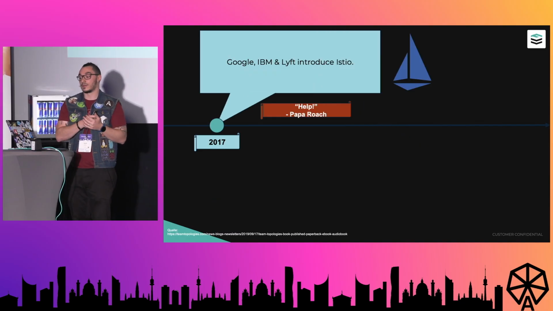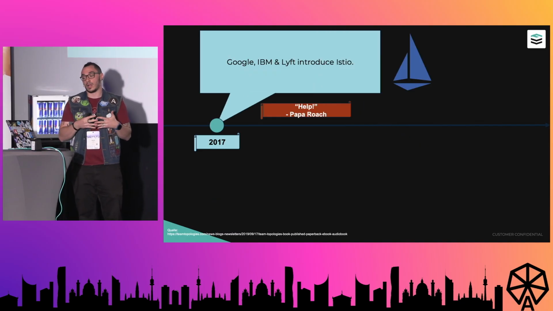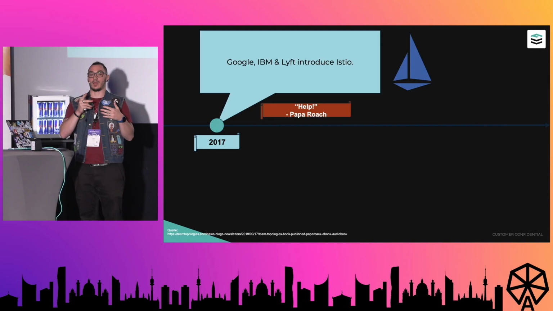All right, 1 year after that, in 2017, Google, IBM, and Lyft introduced Istio. Who knows Lyft? Apart from Envoy, who knows Lyft for what they actually do?